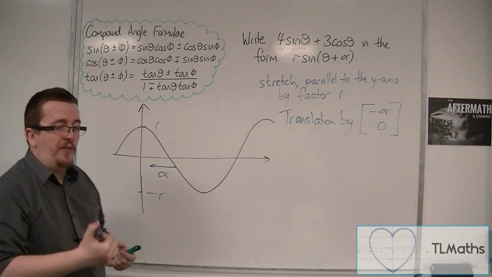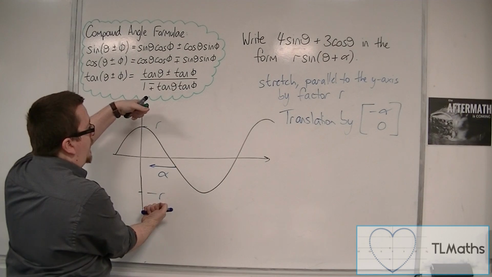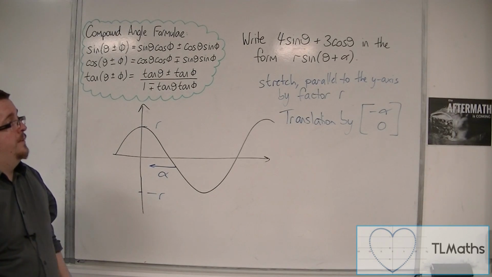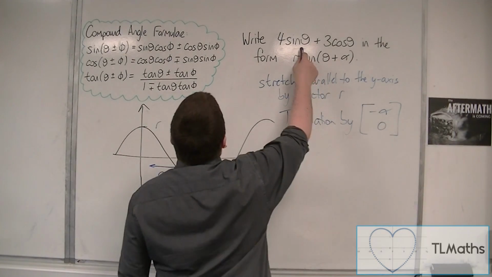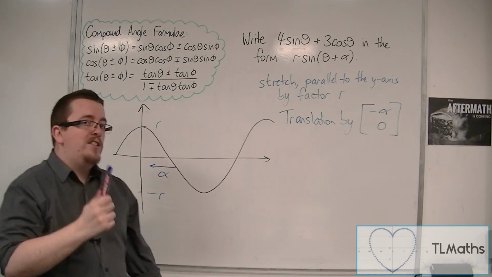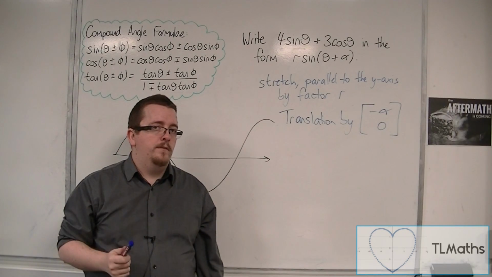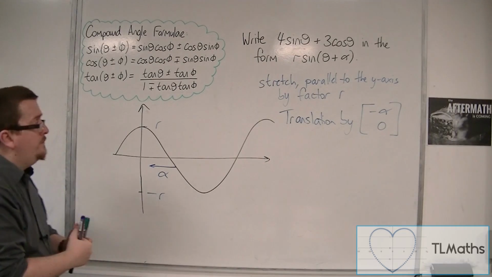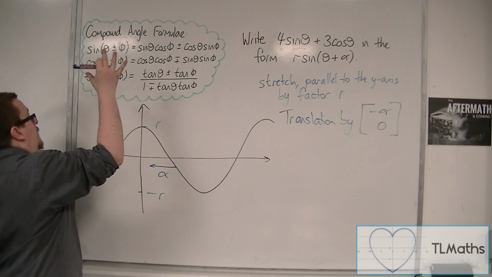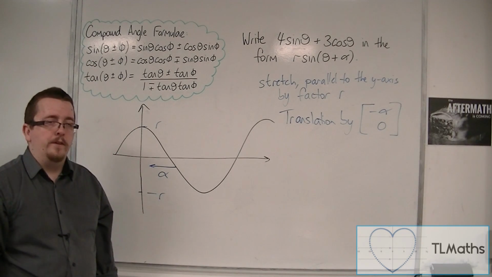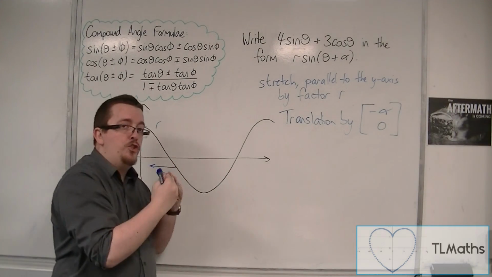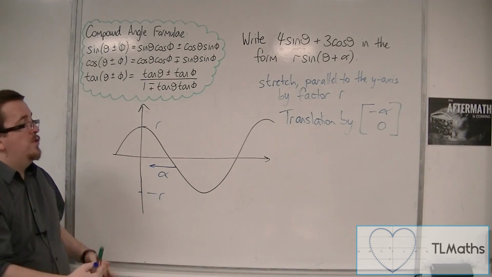So it's a sine curve that's been stretched parallel to the y-axis and then shifted along by a certain amount, either to the left or to the right. And that is why I am now able to write this expression in this format. I just need to work out what r and alpha are. And the way to go about that, I'm going to show you in the next video, and it uses the compound angle formulae from the formula booklet. But that is essentially why we can make this jump, why we can go through this process.